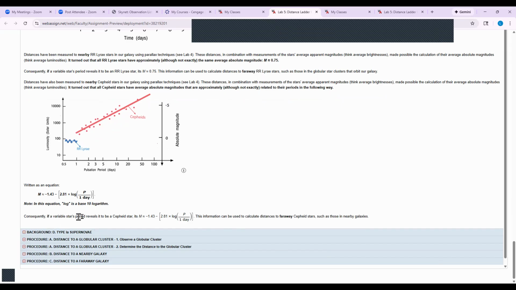And also, if the variable period relates to a Cepheid, this can easily be used for nearby galaxies. Most of the Cepheids are in the closest nearby galaxies. There are about 60 or 80, plus 60, plus nearby galaxies to the Milky Way.